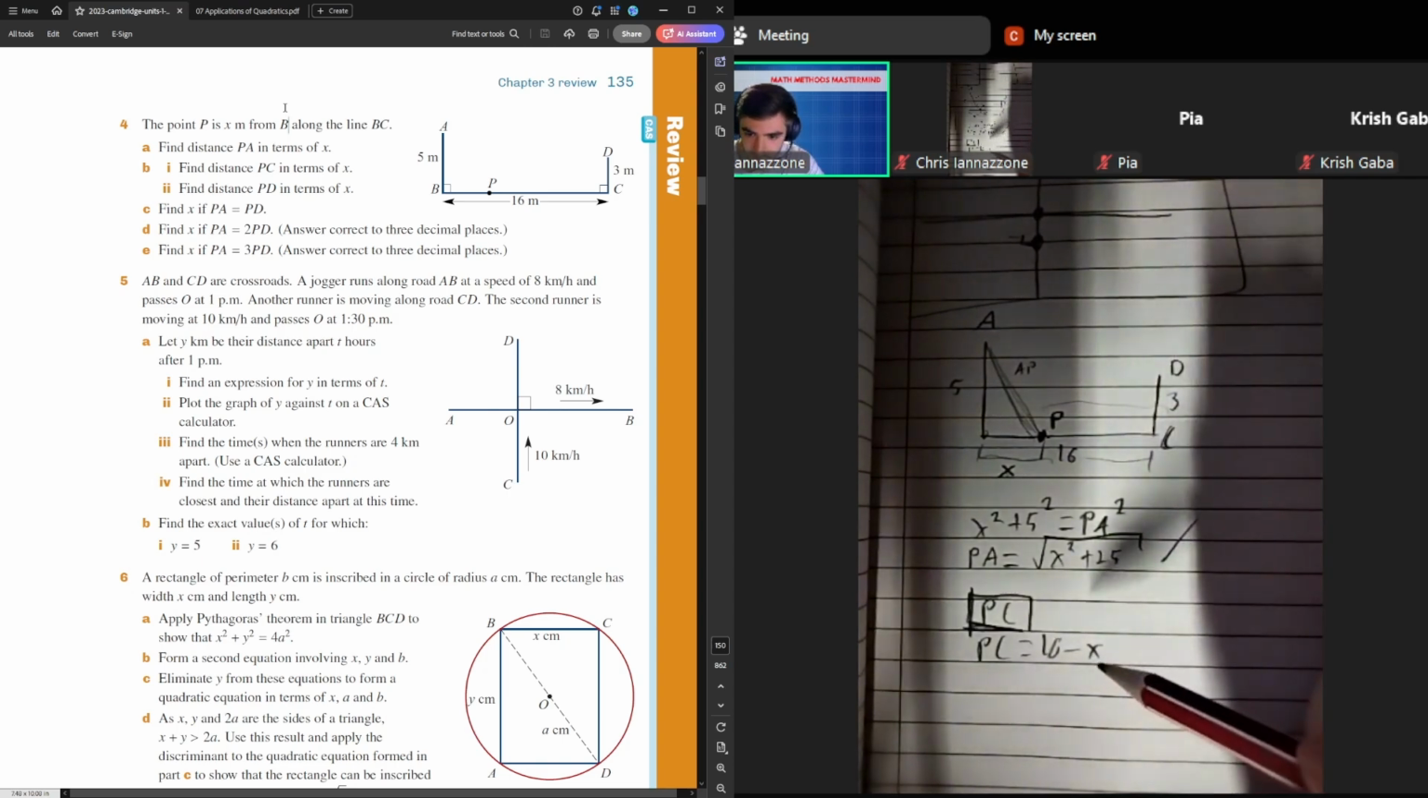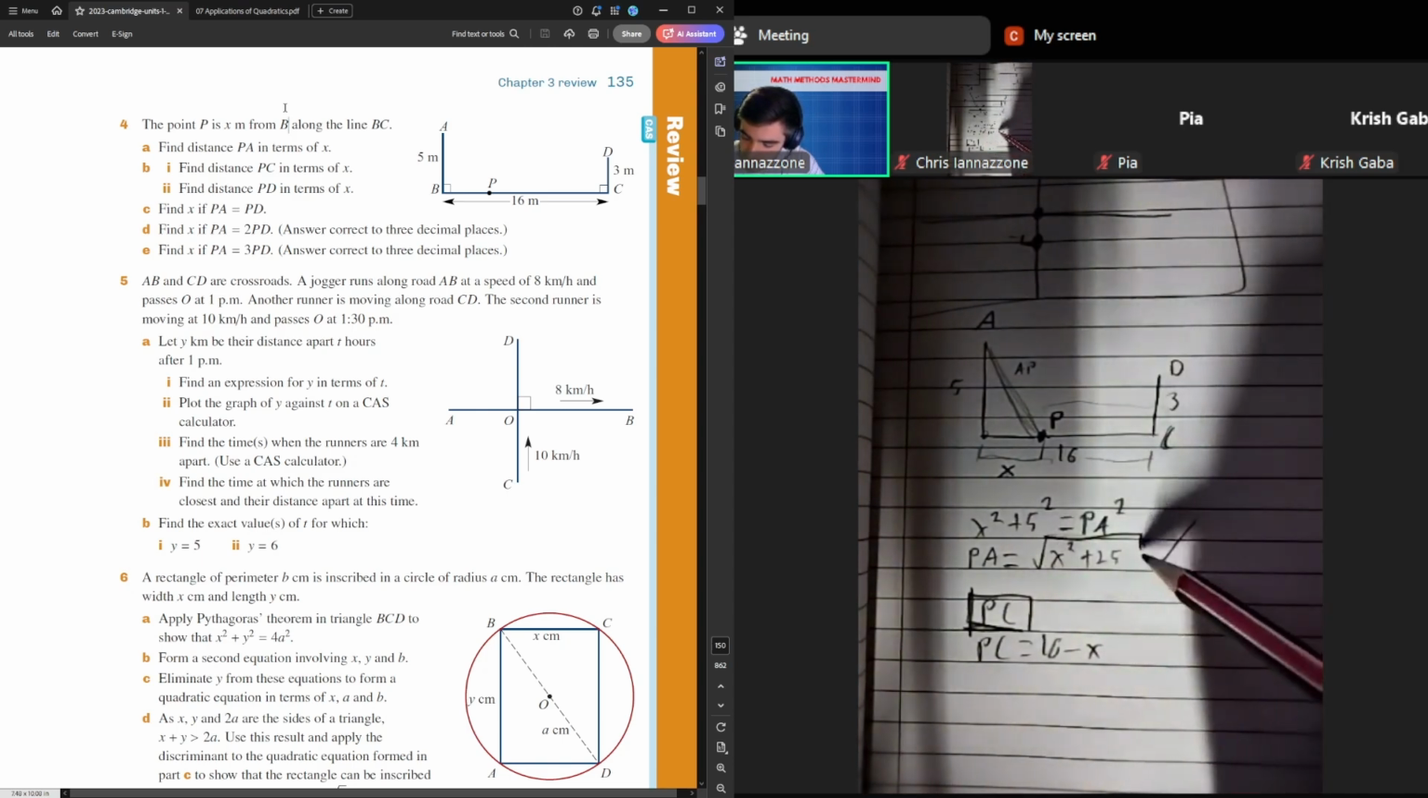Okay, Sanjay, so for distance of PA, you can't simplify further. Not quite, nah. So this would end up being a semicircle.